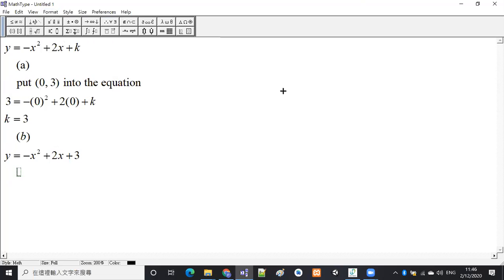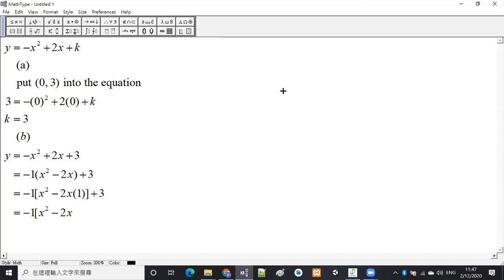Take out the a, negative 1. So it is negative, x squared minus 2x plus 3. You just write it as x squared minus 2x times y, and this time the y should be 1, and then plus 3.